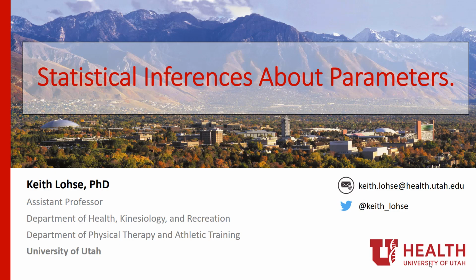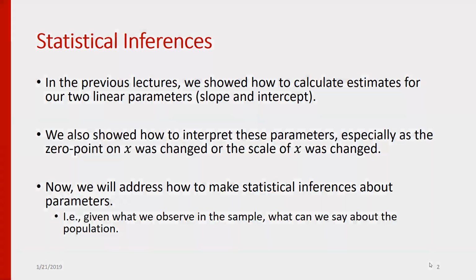At the moment, we're building a relatively simple model in which we're going to have a slope and an intercept for a continuous variable, and we're going to try to decide how we can make statistical inferences about what's happening in our sample and apply that information back to what might be happening in the population.